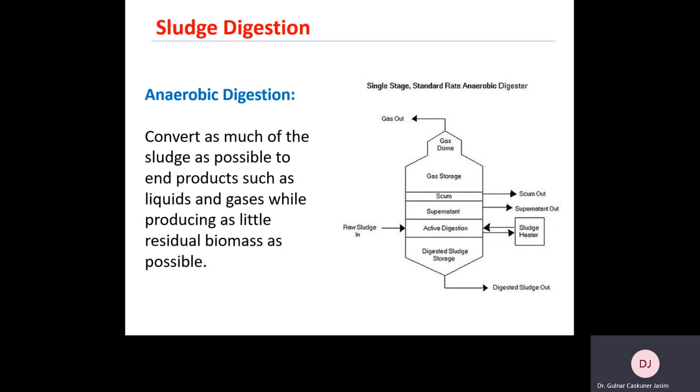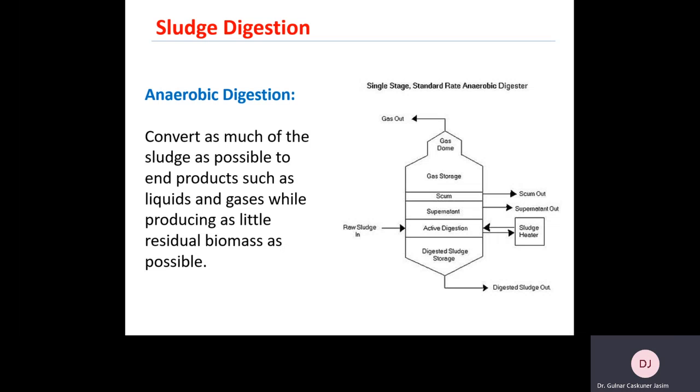Before I continue my lecture, I would like to highly suggest that I will also be uploading one video about the anaerobic digestion process, and it will explain all these four phases in detail. So make sure you watch the video as well.